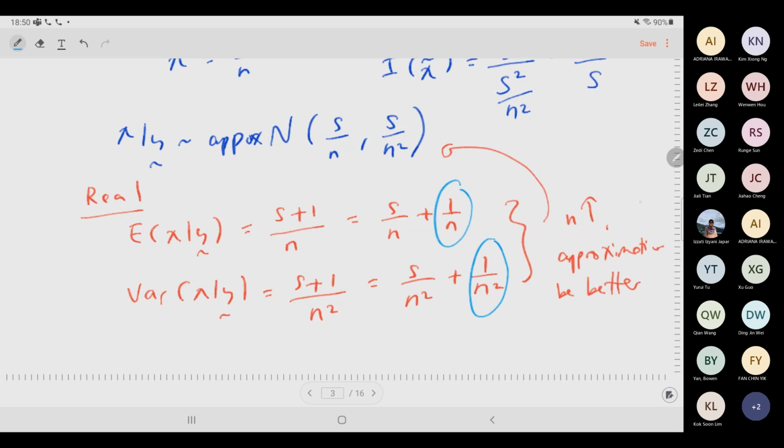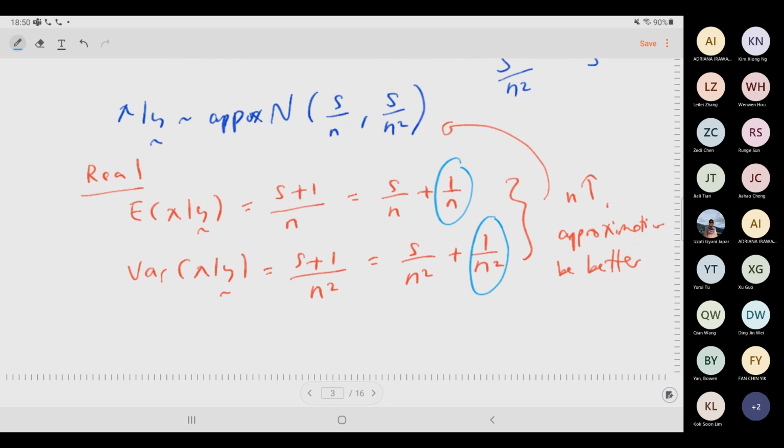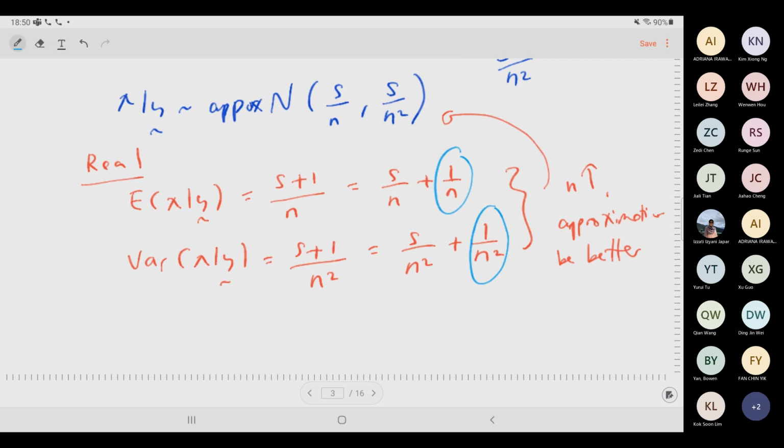So this is where I say that it depends on the sample size. It will also depend on the sample size of your posterior distribution.